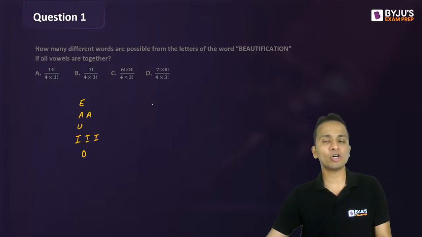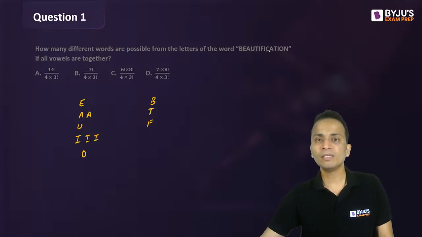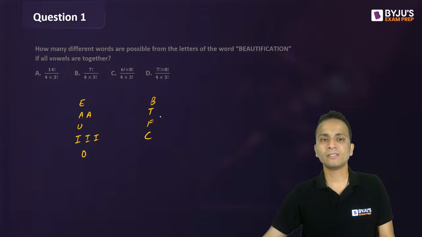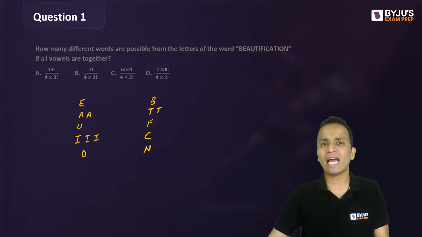Other than that, the consonants. So B, T, F, C, again T and N. So these are all the consonants. So 1, 2, 3, 4, 5, 6, 7, 8, 9, 10, 11, 12, 13, 14. So in all, we have 14 alphabets.